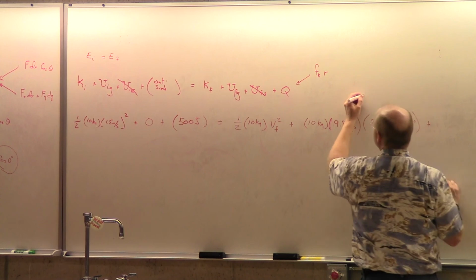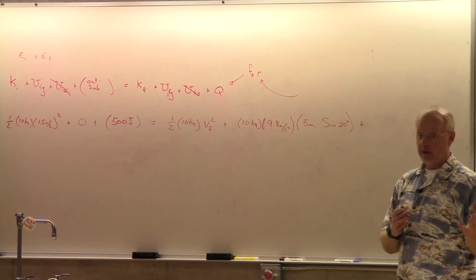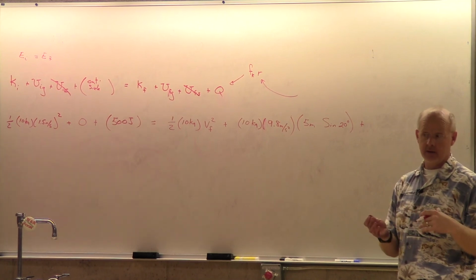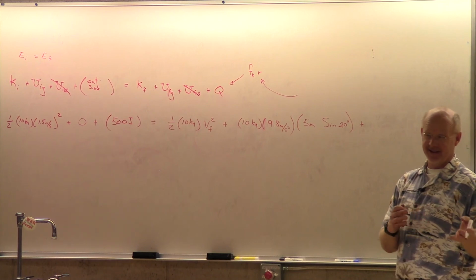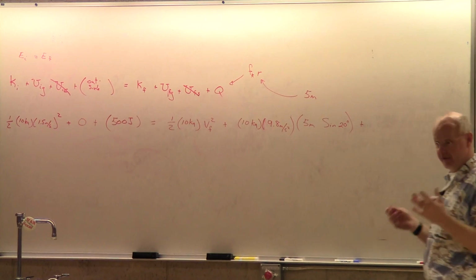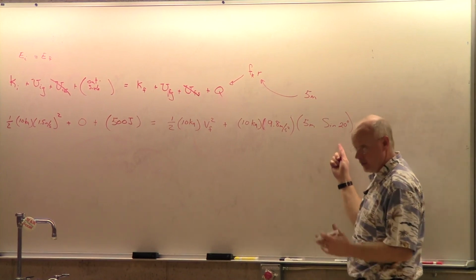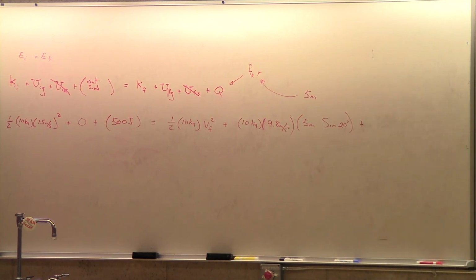Now maybe I'll start with distance traveled. How far did it travel? 5? 5 sine 20? 5 cosine 20? It's just 5, right? That's how far it traveled. It traveled up the incline 5. Vertically, it went up 5 sine 20. Horizontally, it went cosine, but that's not what I care for here. I care about how far did it actually travel. So it actually traveled 5.